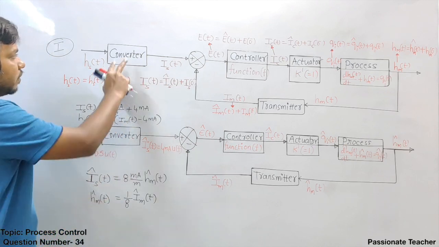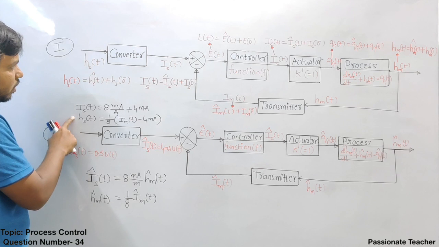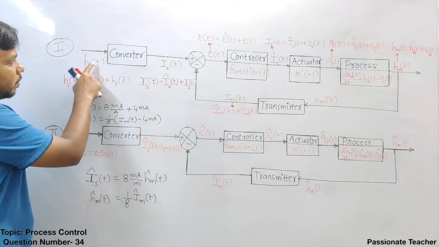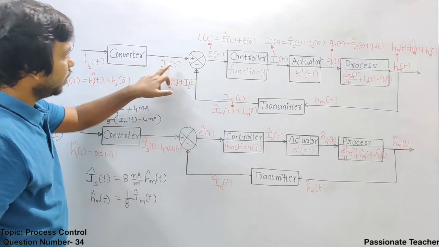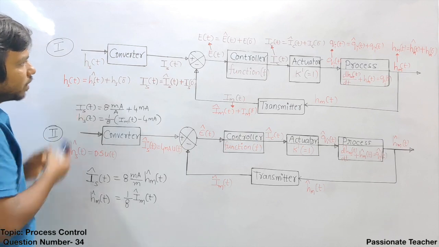Clear? So now as I said, there is a converter here and the conversion is going to follow this relation. That means in the control room, the engineer will apply the water level in meters, but the backend loop is going to consider that as a current. So let us look at what happens here.